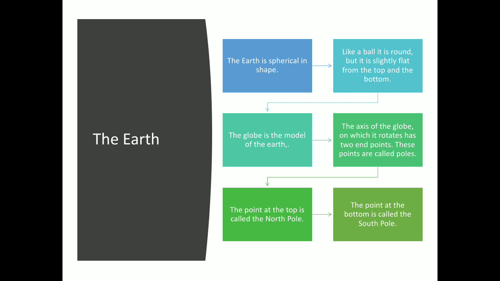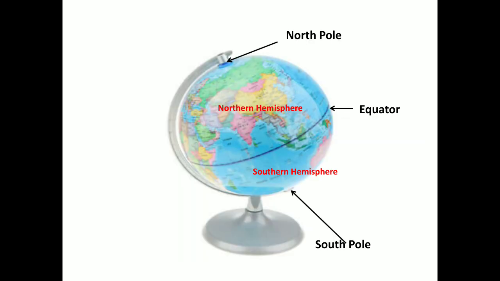The axis of the globe on which it rotates has two endpoints. These points are called poles. The point at the top is called the North Pole. The point at the bottom is called the South Pole. Just have a look at this figure. Can you see? There is a frame on which the globe or the ball is fixed. So the two fixed points are known as the poles. The top one is known as the North Pole and the below one is known as the South Pole.